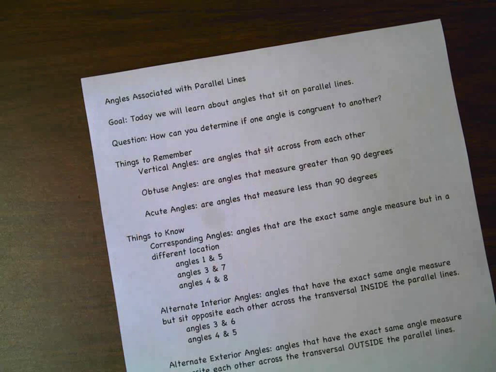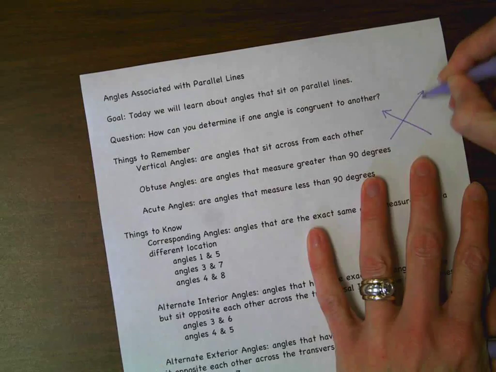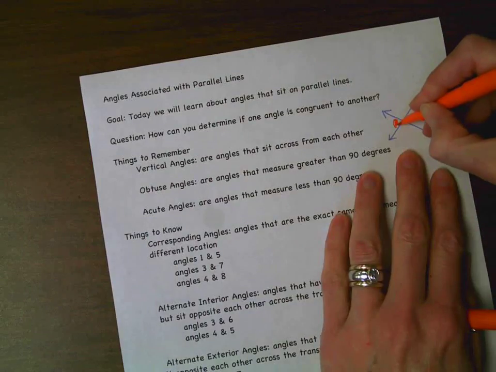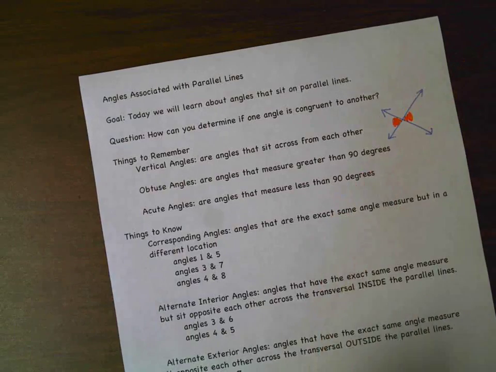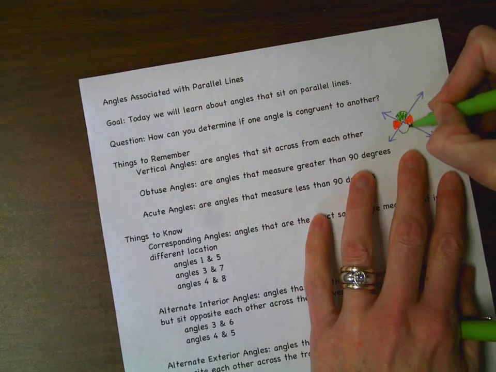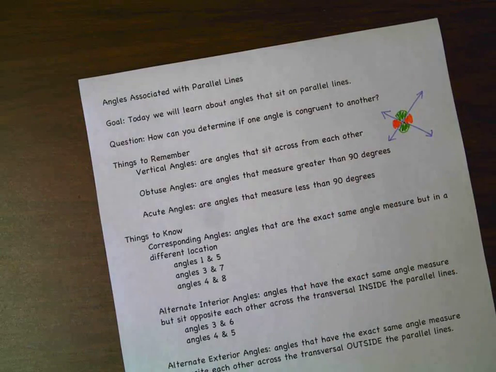Vertical angles are angles that sit across from each other. The way to remember it is if you have two lines that intersect each other, then we know that the vertical angles would sit across from each other. So this is a vertical angle to this. Another one would be this is a vertical angle to this. And when they're vertical to each other like that, that means that they're the same size. So the angle measure is exactly the same.